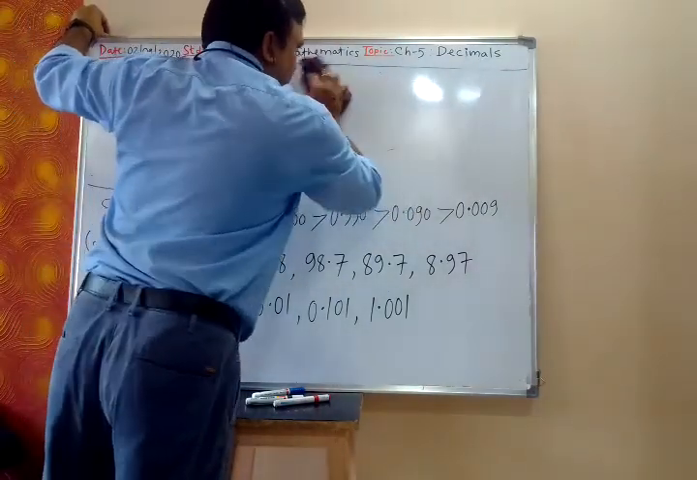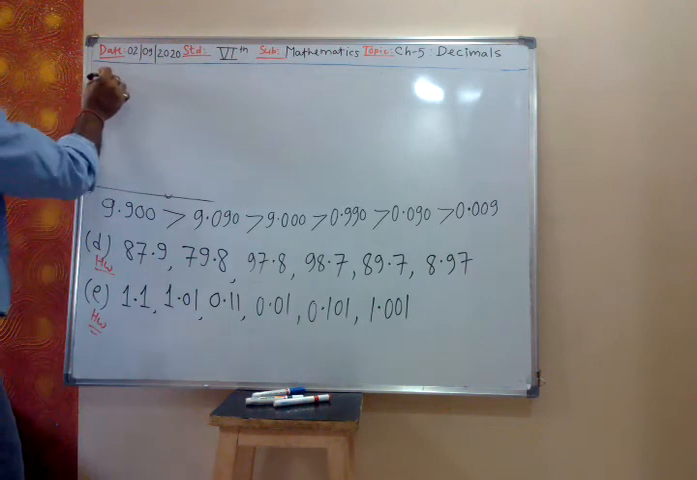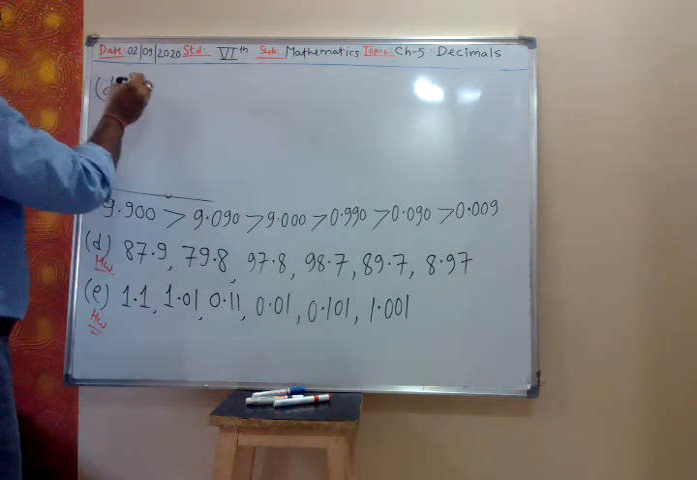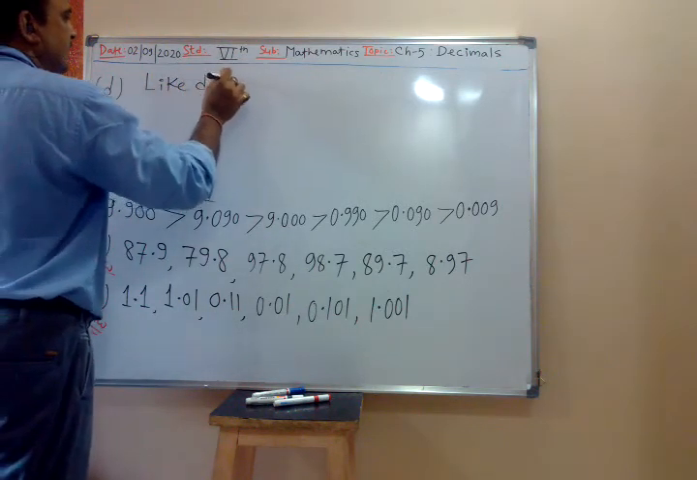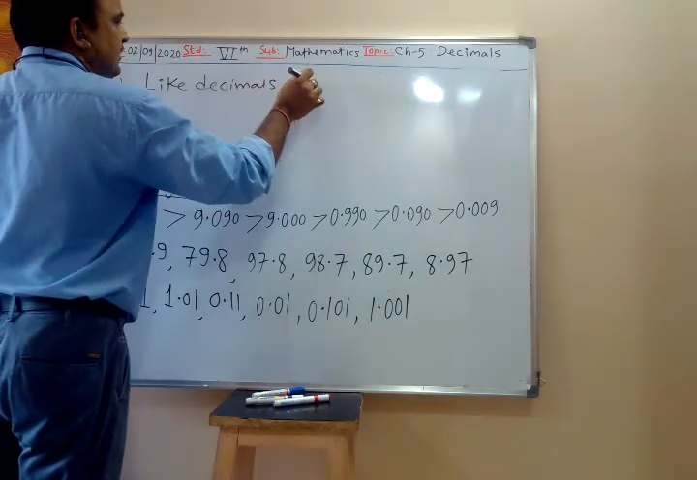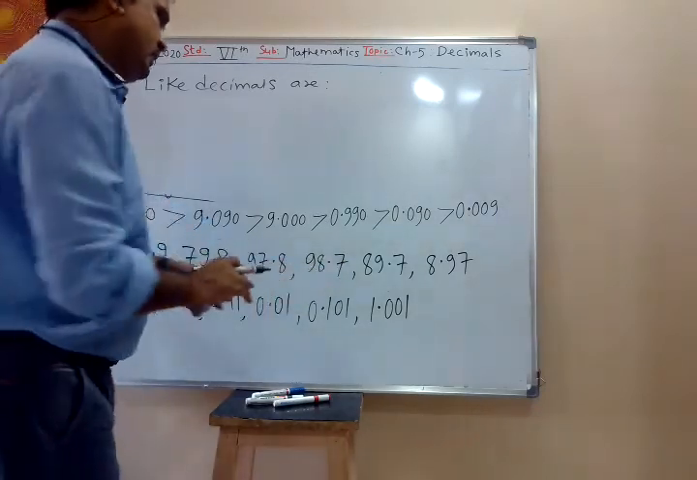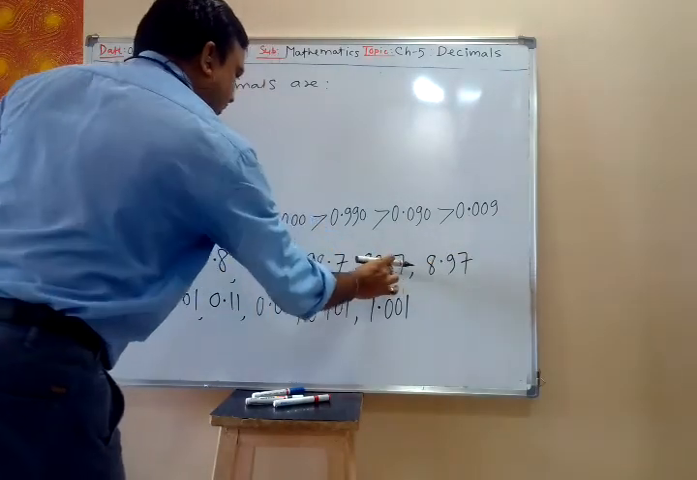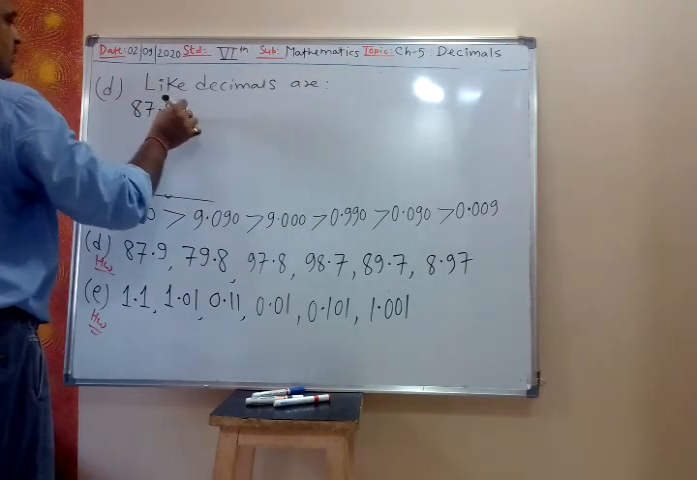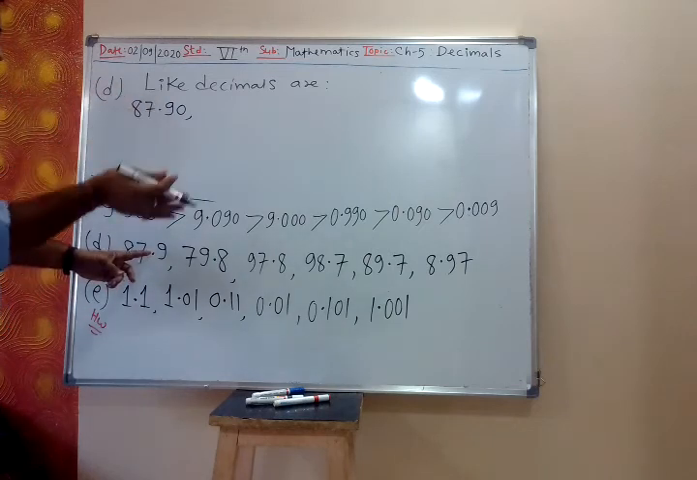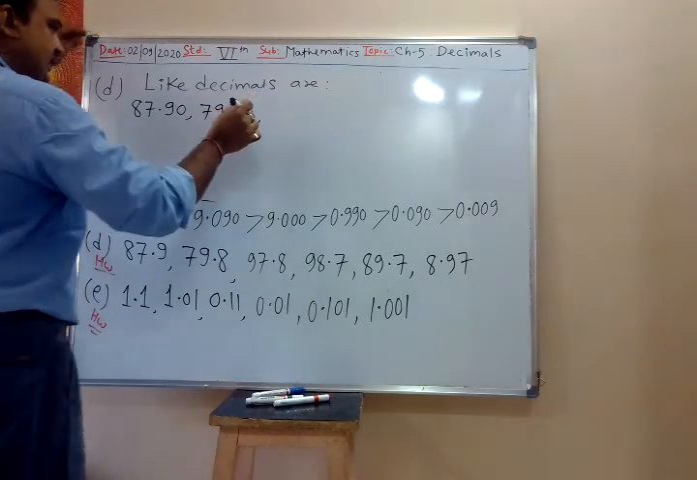Let me solve D. Right. D. So like decimals are. So after point we want 2 digits, because the maximum number of digits is 2. So 87.9, I will write 87.90. For like decimals we want the same number of digits after decimal. Then 79.80. Then 97.80.